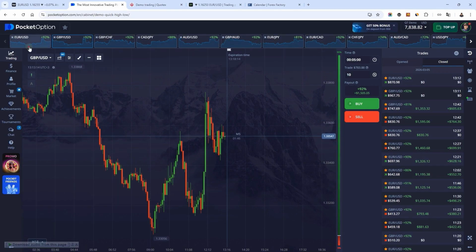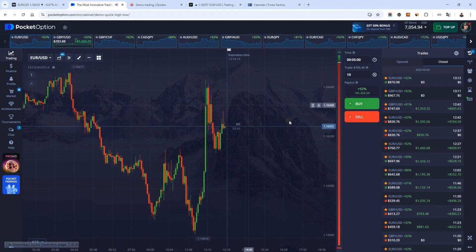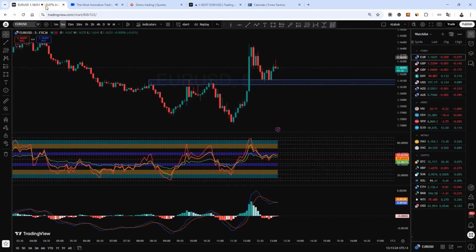The MACD indicator. Right now, as we look at the chart, it's clearly generating a strong sell signal, and at this exact moment, we are seeing the trend shift significantly. I'm taking a sell position on GBP and EUR.